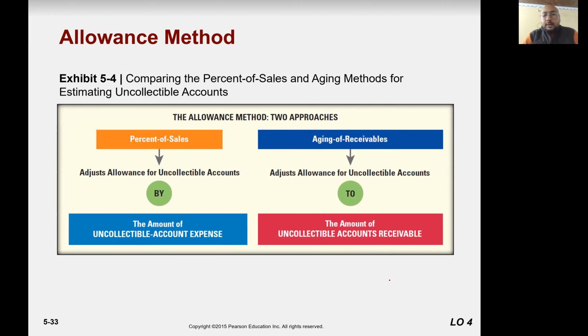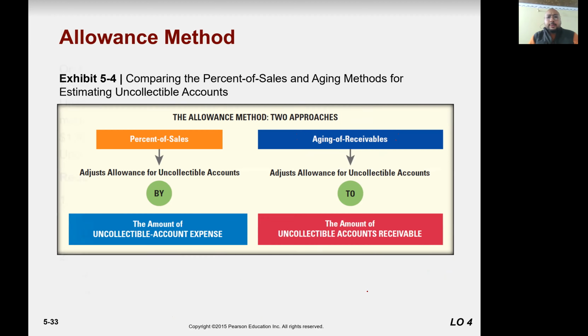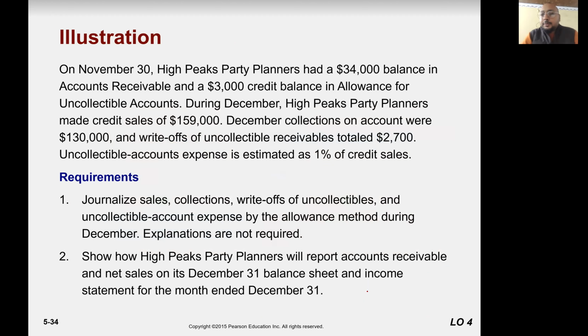So remember, the percentage of sales method tells you the adjustment that needs to be charged to the income statement. So this adjustment will directly go to the income statement, while the aging of accounts receivable method tells you the balance. It means you find out the adjustment and then you make the entry to the income statement. So that is the difference. We already discussed that. Now, if you understand all this, then let's do this illustration.